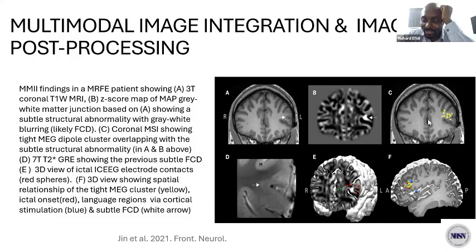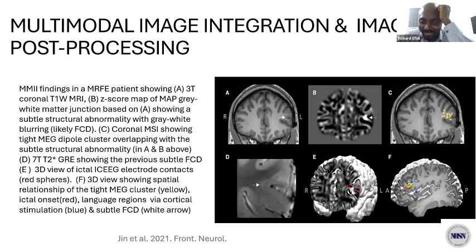Magnetic source imaging was also employed in this case. This is a coronal T1-weighted image with MEG, and this shows a cluster of MEG dipoles, also localizing the seizure onset to the left frontal lobe. This is a 7 Tesla susceptibility-weighted MRI that shows a subtle subcortical hyperintensity in the same location.